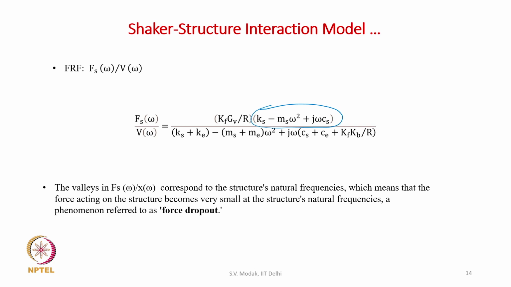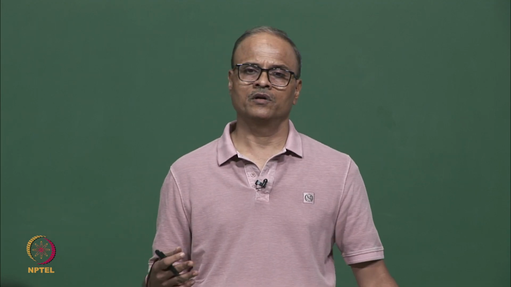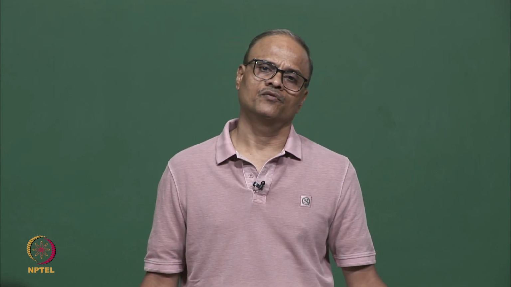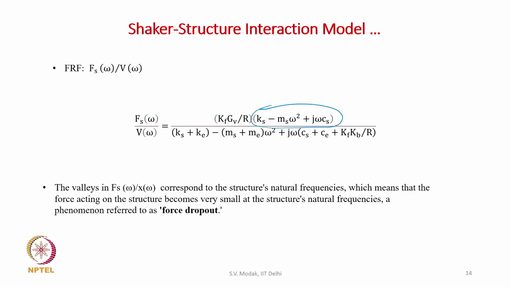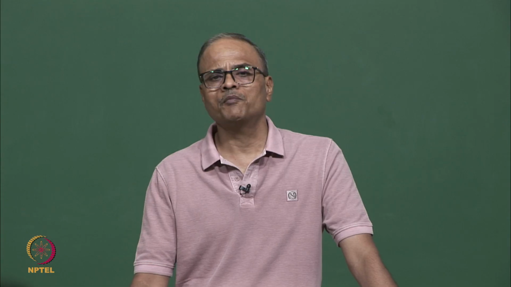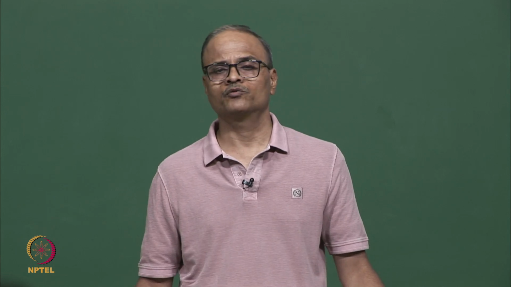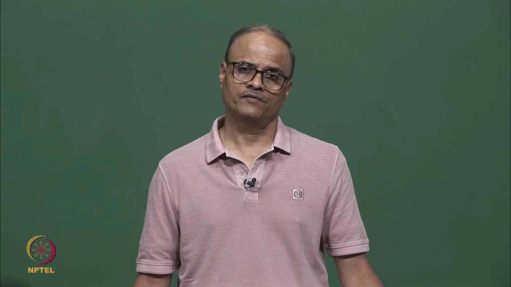So, structures can easily vibrate at those frequencies, and therefore whatever force is generated, most of it is used to accelerate or vibrate the mass of the shaker. That is why the force dropout occurs when the frequency of excitation is equal to the natural frequency of the structure. This is another very important conclusion from this study. Because of the force dropout, the signal to noise ratio of the force signal becomes poor at those frequencies, and that makes the FRF estimate at those frequencies have larger error.